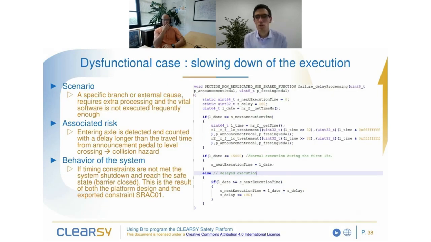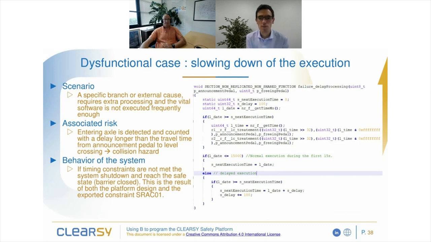The second dysfunctional case that we can study is the slowdown of the execution. So it can be the result of denial of service. It can be the result of an exotic branch of your application that is executed once a year, but takes a lot of time before returning. So in this case, we will not acquire the state of the announcement pedal for a potentially long time, and the train may reach the road before we have taken a restrictive action. So there is a real collision hazard in this scenario.